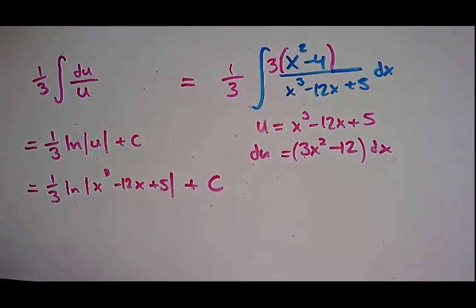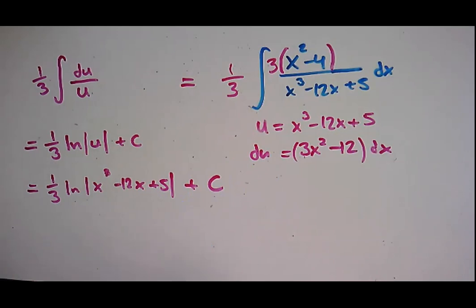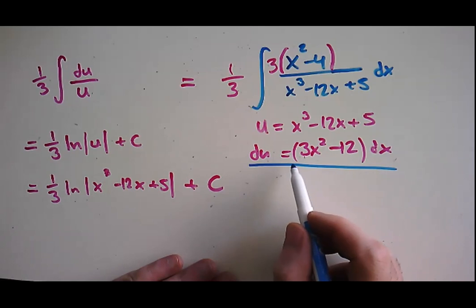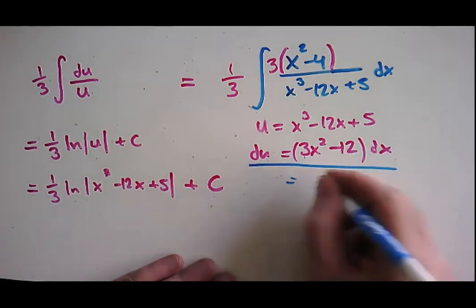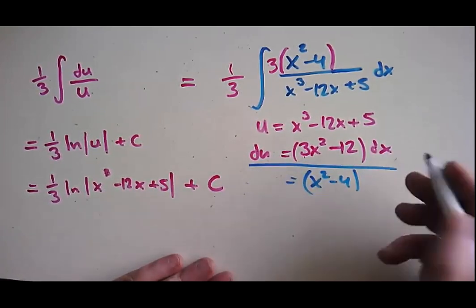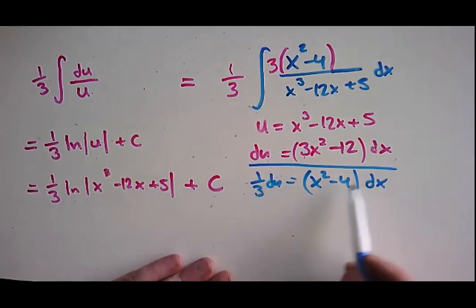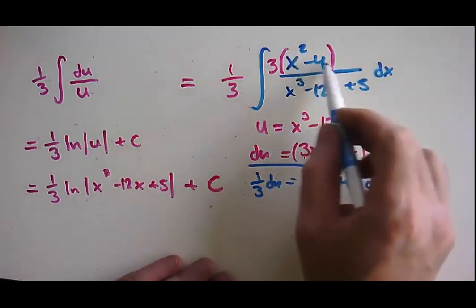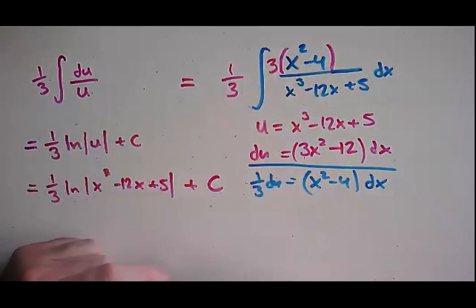The other way to do this problem, if you don't like that, or if the other videos appeal to you a little bit more, the other thing that we could have done with this expression right here is divide both sides by 3. We would get x squared minus 4 times dx equals 1/3 du. Now, if we did that, we could have just directly substituted 1/3 du for the x squared minus 4 times dx. It gets us to the exact same place. I prefer doing it the way I illustrated in pink.